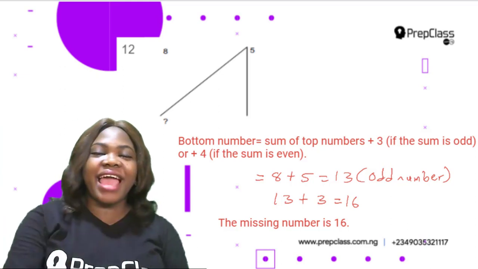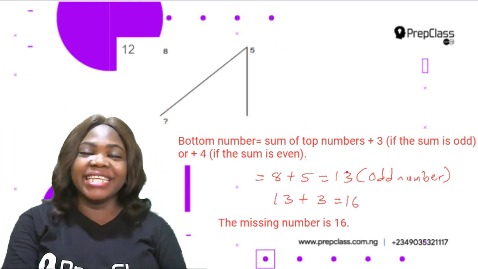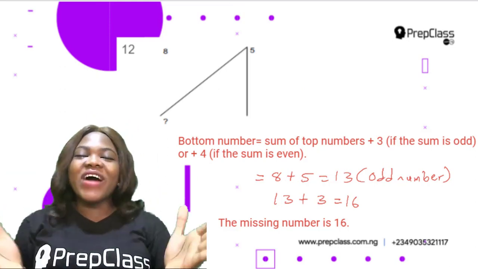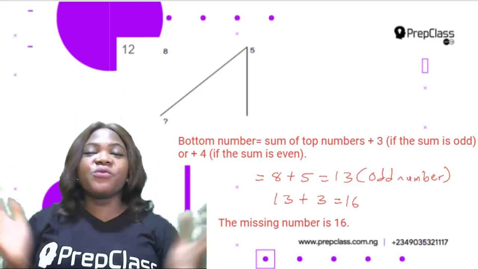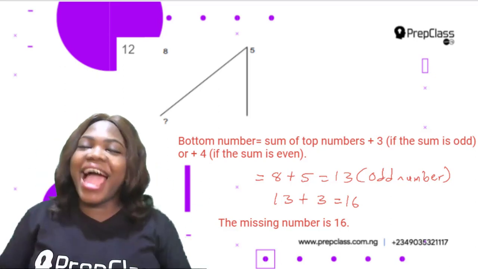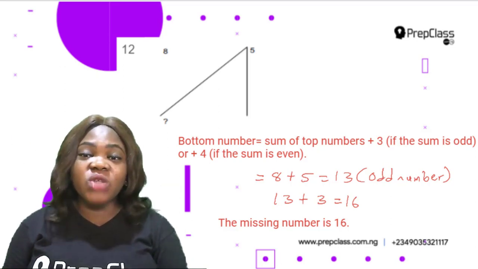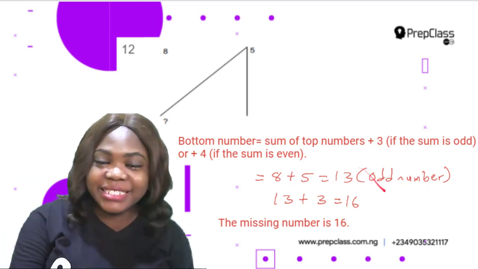So the top numbers here are 8 and 5. So what is 8 plus 5? 13. And what is 13? Is it an odd number or an even number? Of course, it's an odd number. Odd numbers end in 1, 3, 5, 7, and 9. Okay, so 13 is an odd number. What do we do to odd numbers? We add 3. So 13 plus 3 is 16.